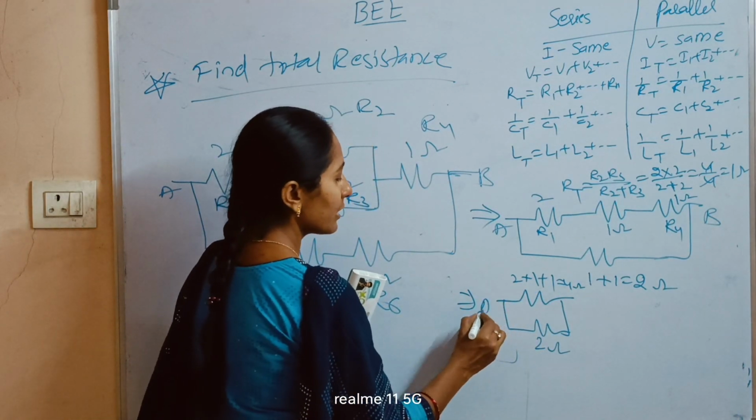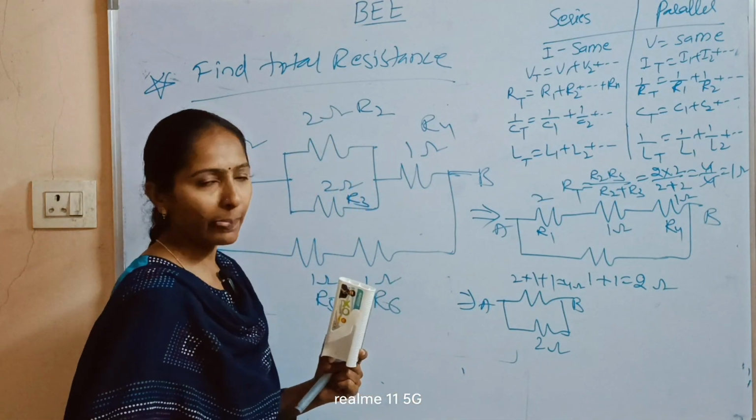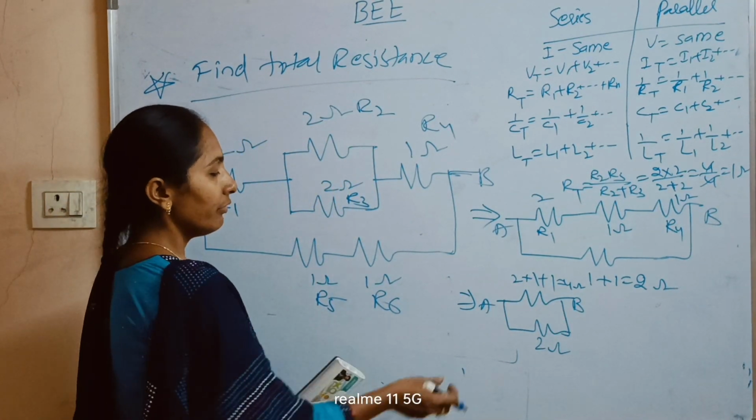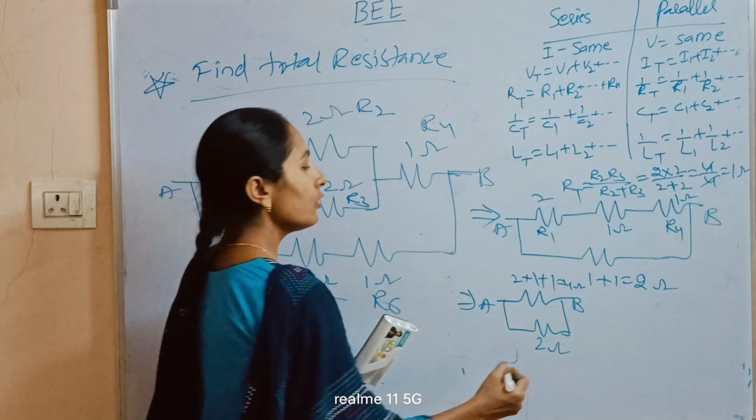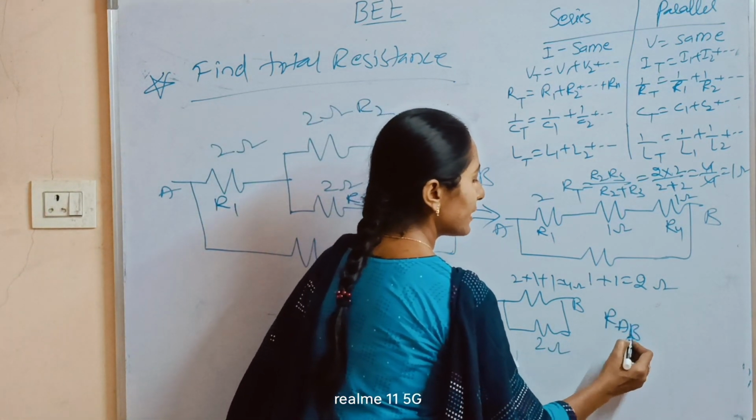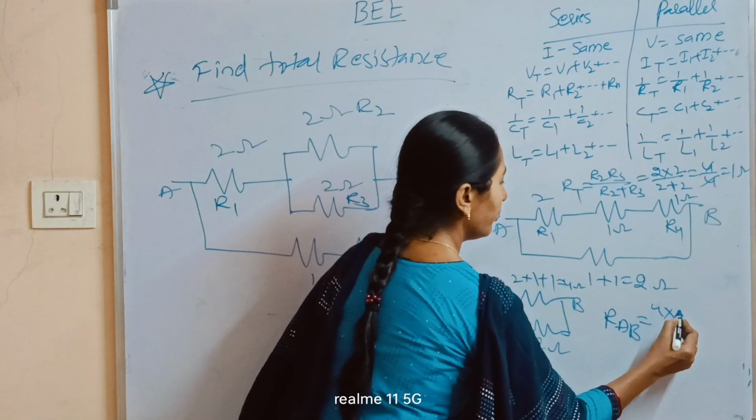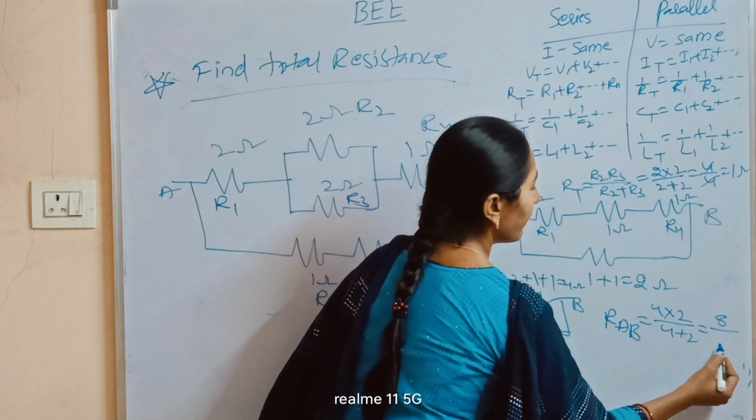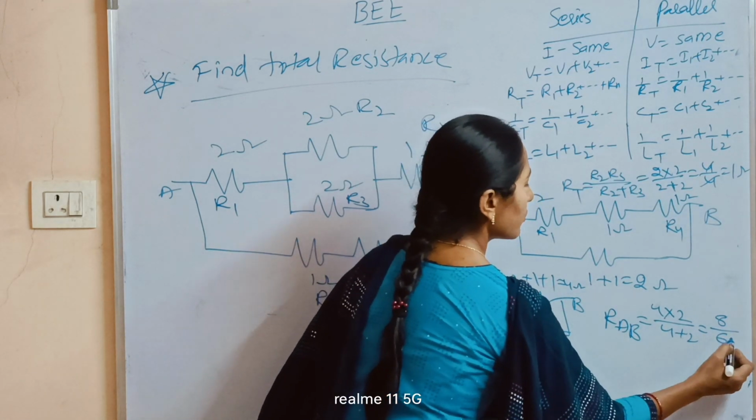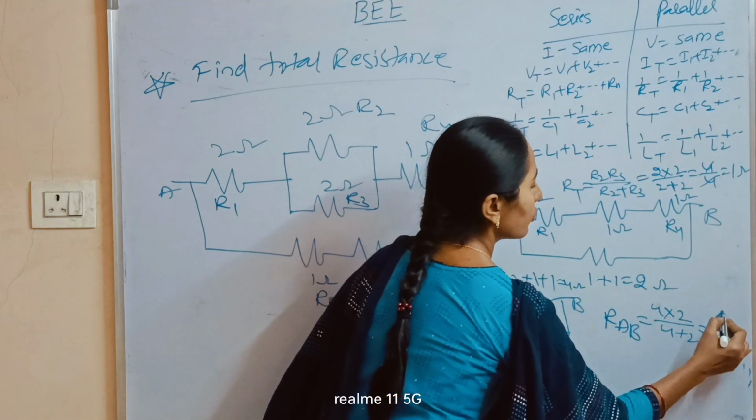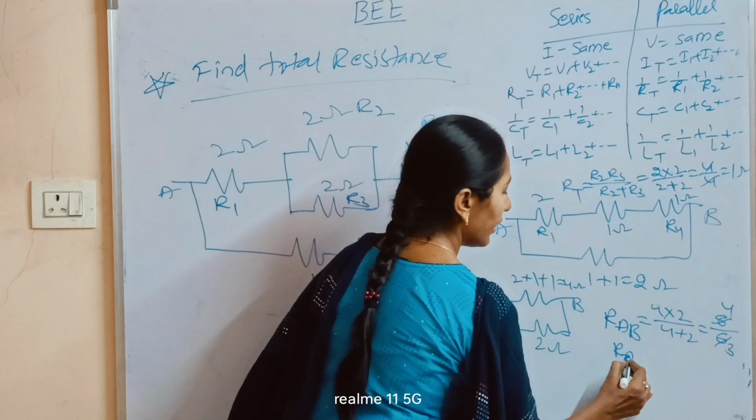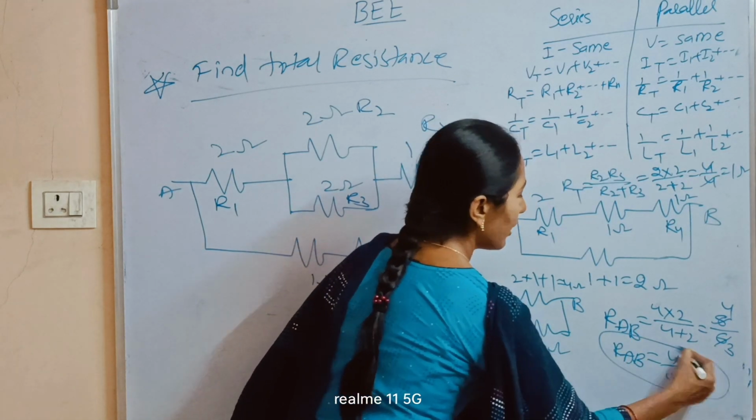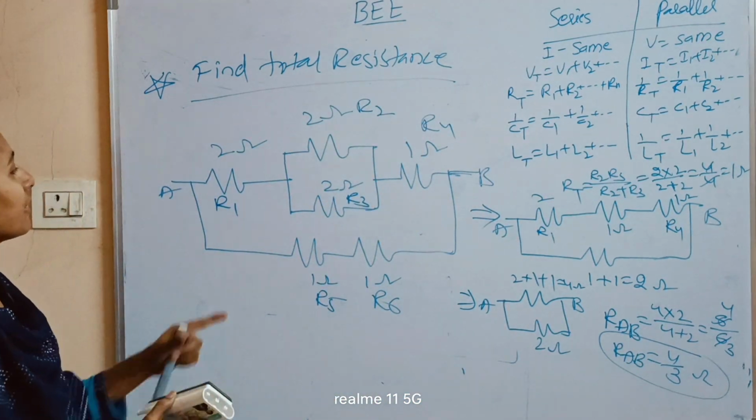Here 2 ohm. This is A terminal, this is B terminal. Now this 4 ohm and 2 ohm both are in parallel. Now we can parallelize it. So RAB is equal to 4 into 2 by 4 plus 2. 4 2s are 8, by 4 plus 2 means 6. So now RAB is equal to 4 by 3 ohm. This is the total resistance for this circuit.